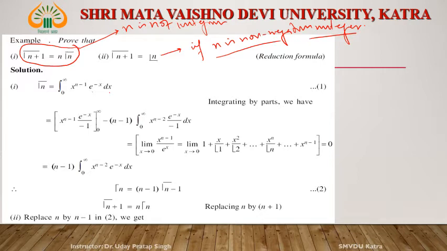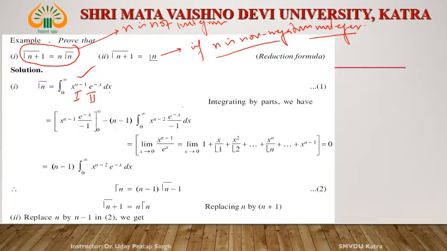Then integrate it by parts, considering the first function and second function. So first function, integral of second. What is the integral of the second? E to the power minus x divided by minus 1. And what is the limit? 0 to infinity. Then differentiate x to the power n minus 1: n minus 1, x to the power n minus 2, e to the power minus x divided by minus 1.